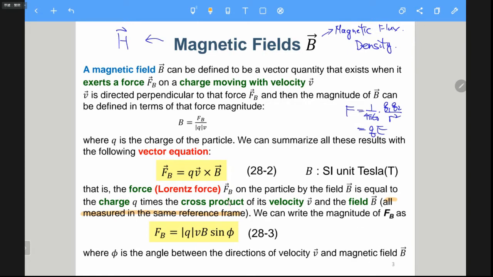Okay, so here we have an equation, the vector form like this: Fb equals Q times V cross B. So this is a cross product. And if we write it in the scalar form, Fb equals the absolute value of Q, V, B times sine phi. Phi is the angle between the velocity and the vector field. Okay.